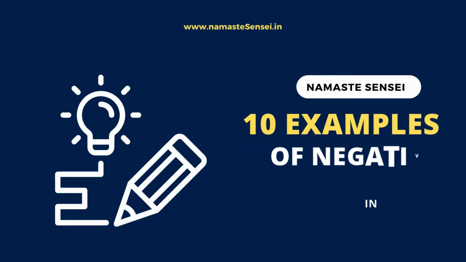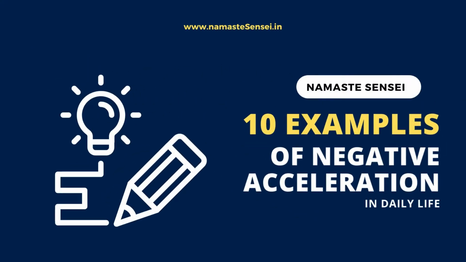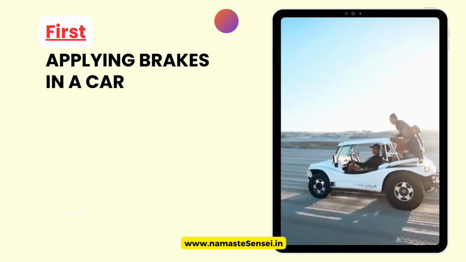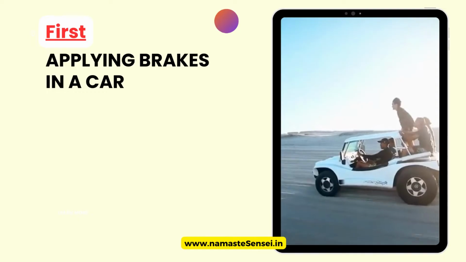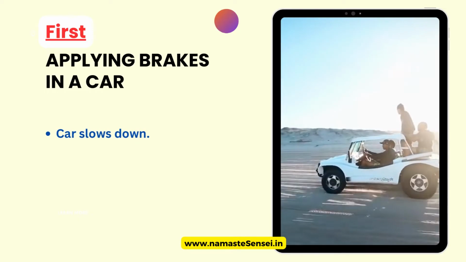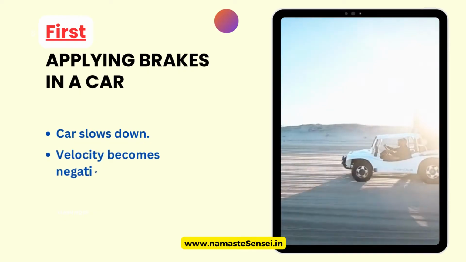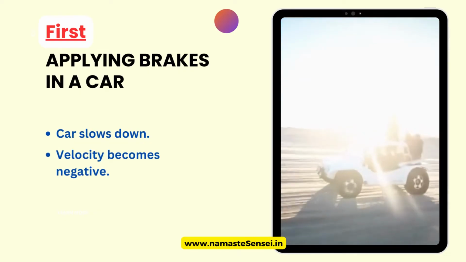10 examples of negative acceleration in daily life. First, applying brakes in a car. When you apply the brakes in a car, the car slows down, and the rate of change of its velocity becomes negative, causing negative acceleration.